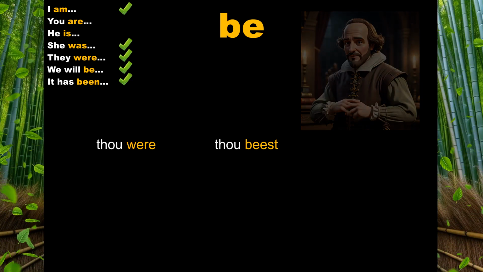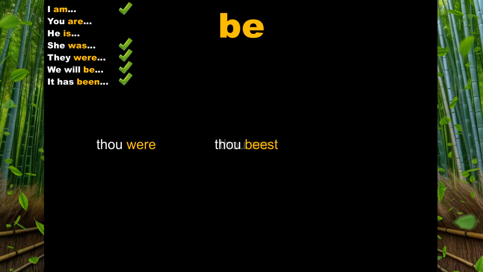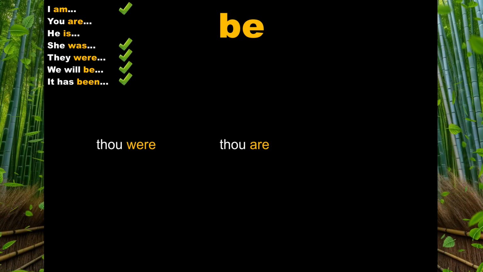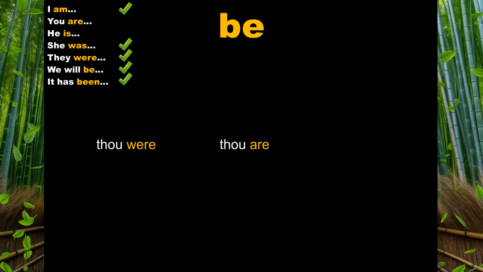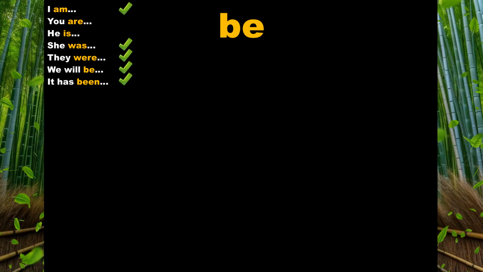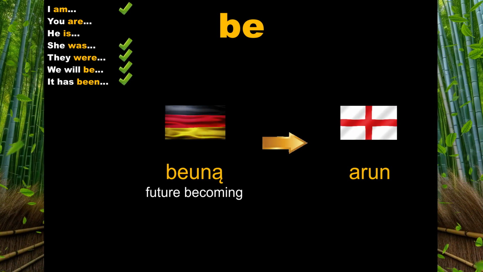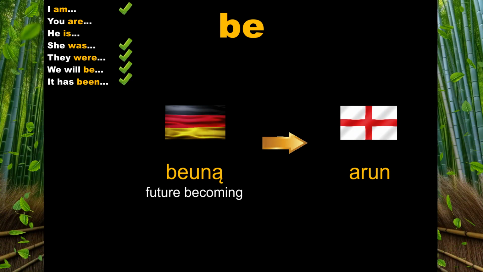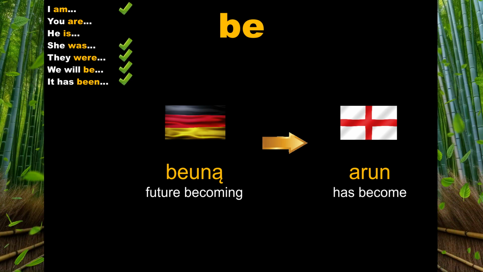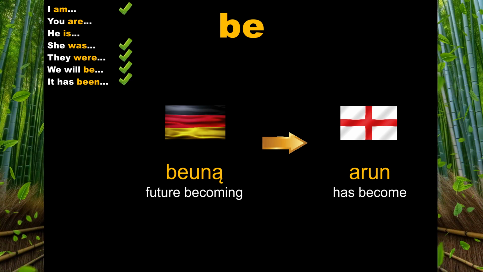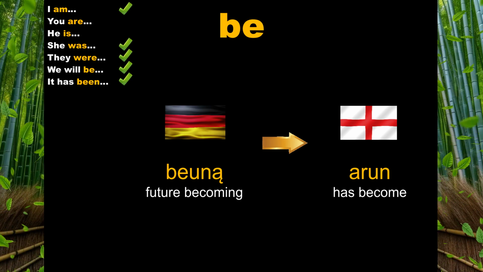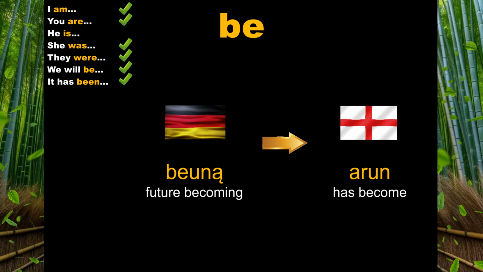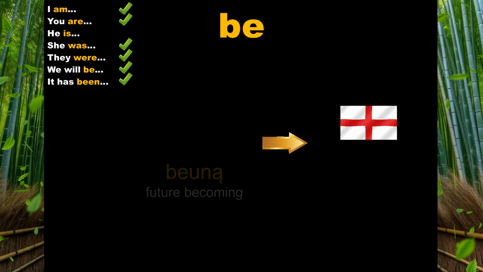In the 16th century, the forms beest and beeth were replaced with are. The word are would have evolved from art in Middle English, which may have come from the Old English arun, which may have been adapted to make a distinction from the Proto-Germanic word bionia, which meant future becoming. To become would mean a change in the future, but are means a present state, and both refer to existence.